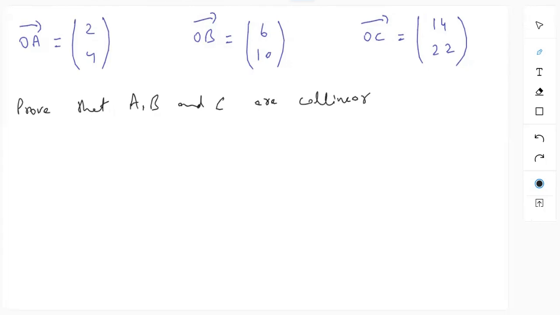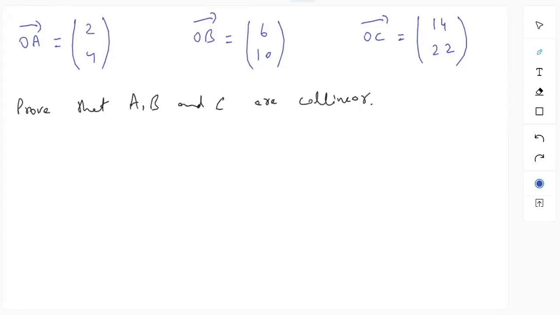ये collinear है. Collinear क्या मतलब होता है? They all lie on the same line. They lie on the same straight line. They lie on the same straight line. That's what collinear points mean. कि वो एक same straight line के ऊपर lie करते. Okay. Now, how do you prove such something like this?